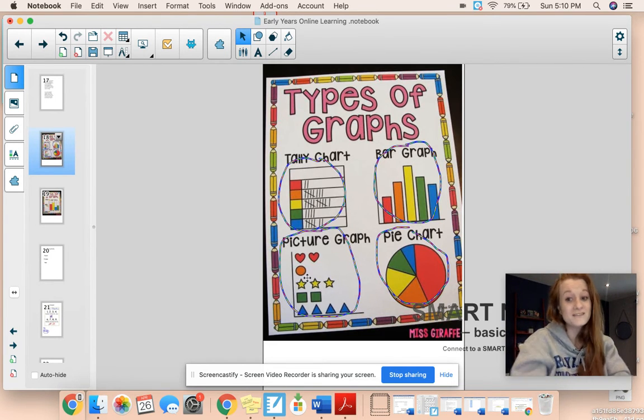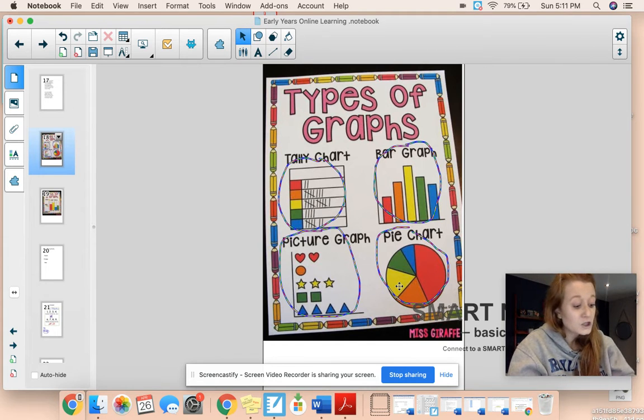Picture graphs are really fun. They show how many with a picture. So if we're talking about, again, our favorite pets or our favorite shape, we would literally just draw the favorite pet or draw the favorite shape. Okay, and it looks like in this case, the favorite shape was triangles.